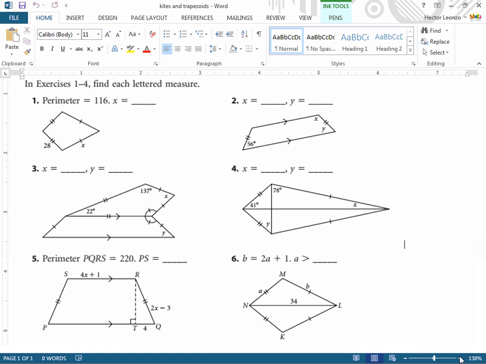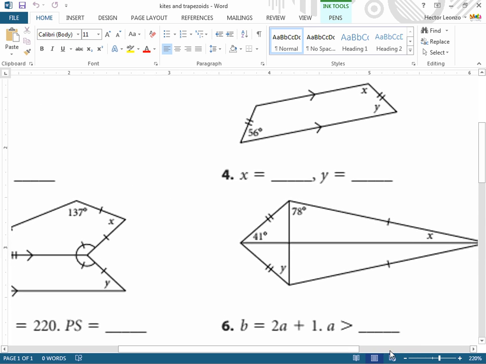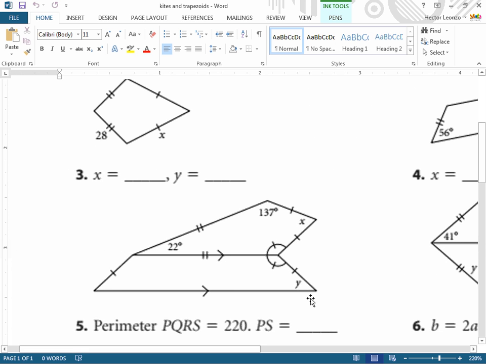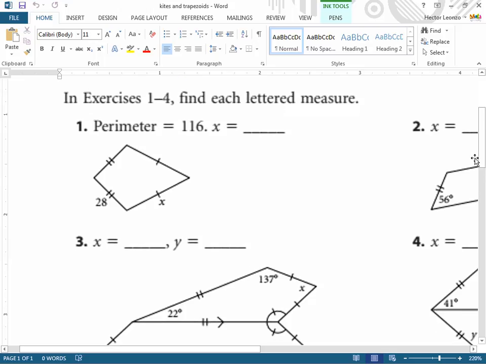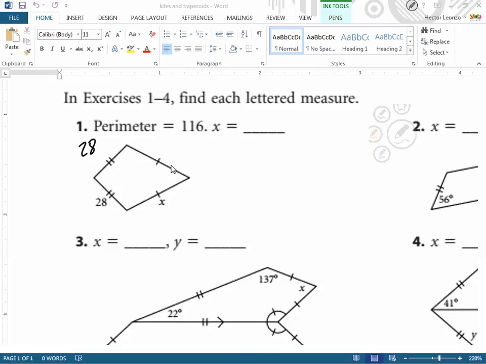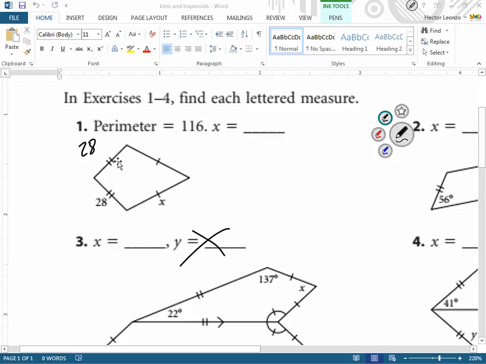Let me increase this a little. So the perimeter is 116. I know this is 28. Forgot my y. Sorry, forgot the y. This is 28. How big is this other side for right now? We don't know, but do we have another side that is the same length? Yeah. So x, well, let's call it x.